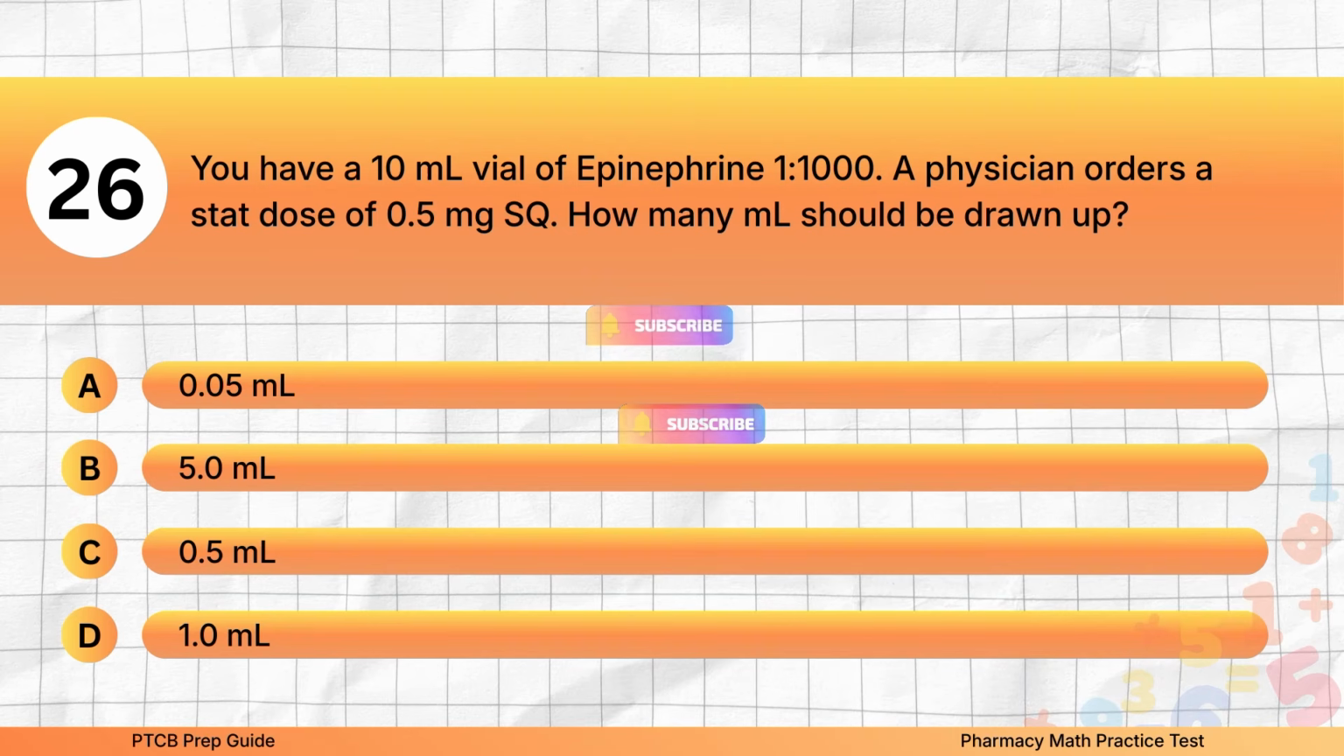Here's a calculation where accuracy is critical for safety. You have a 10 milliliter vial of epinephrine 1 to 1000. A physician orders a stat dose of 0.5 milligrams SQ. How many milliliters should be drawn up? Options are A 0.05 milliliters, B 5.0 milliliters, C 0.5 milliliters, or D 1.0 milliliters. Take a moment to translate that ratio strength carefully.